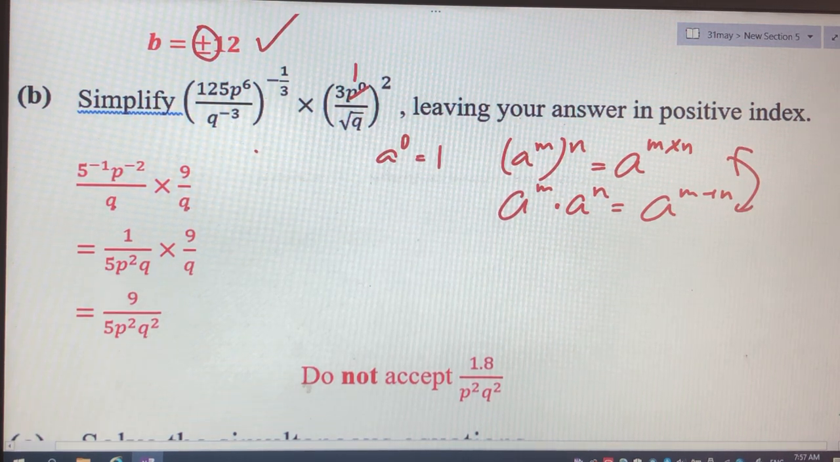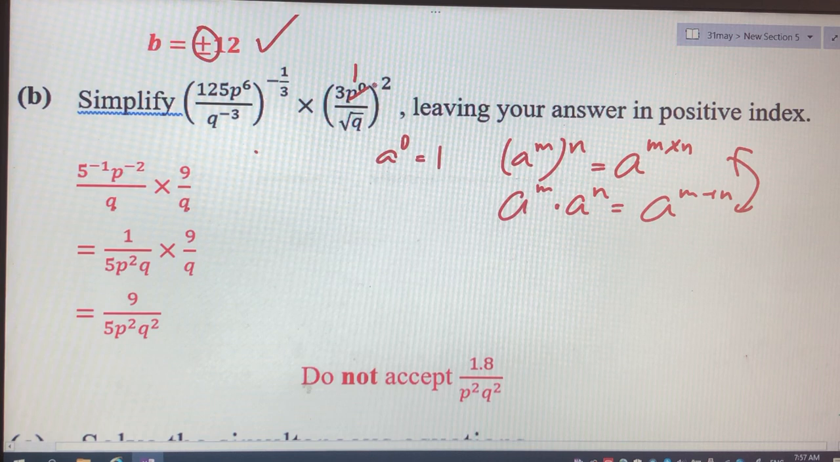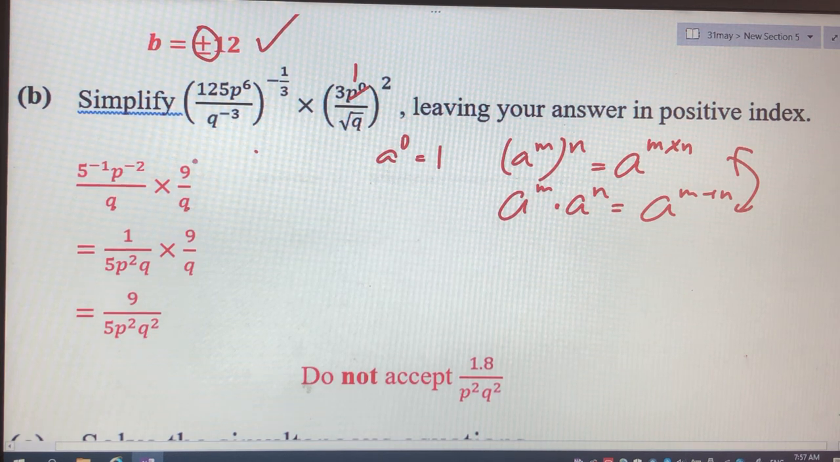Many of you still not very sure. So this part here is just 3 square, not 6. Some of you are still writing 6. So this 3 square is 9. This is Q. This part here, again, you just apply this power here. Apply this power here. Now, why is it 5 to the power minus 1?